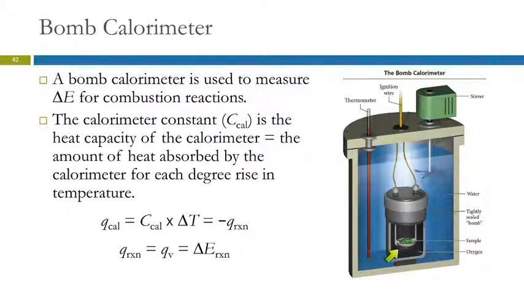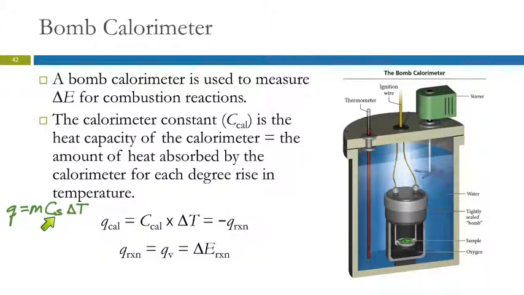So Q for the reaction will be equal to negative Q for the calorimeter, or we can say Q for the calorimeter is negative Q for the reaction. Q for the calorimeter, we've been talking about MC delta T. We've been doing Q equals MC sub S delta T.